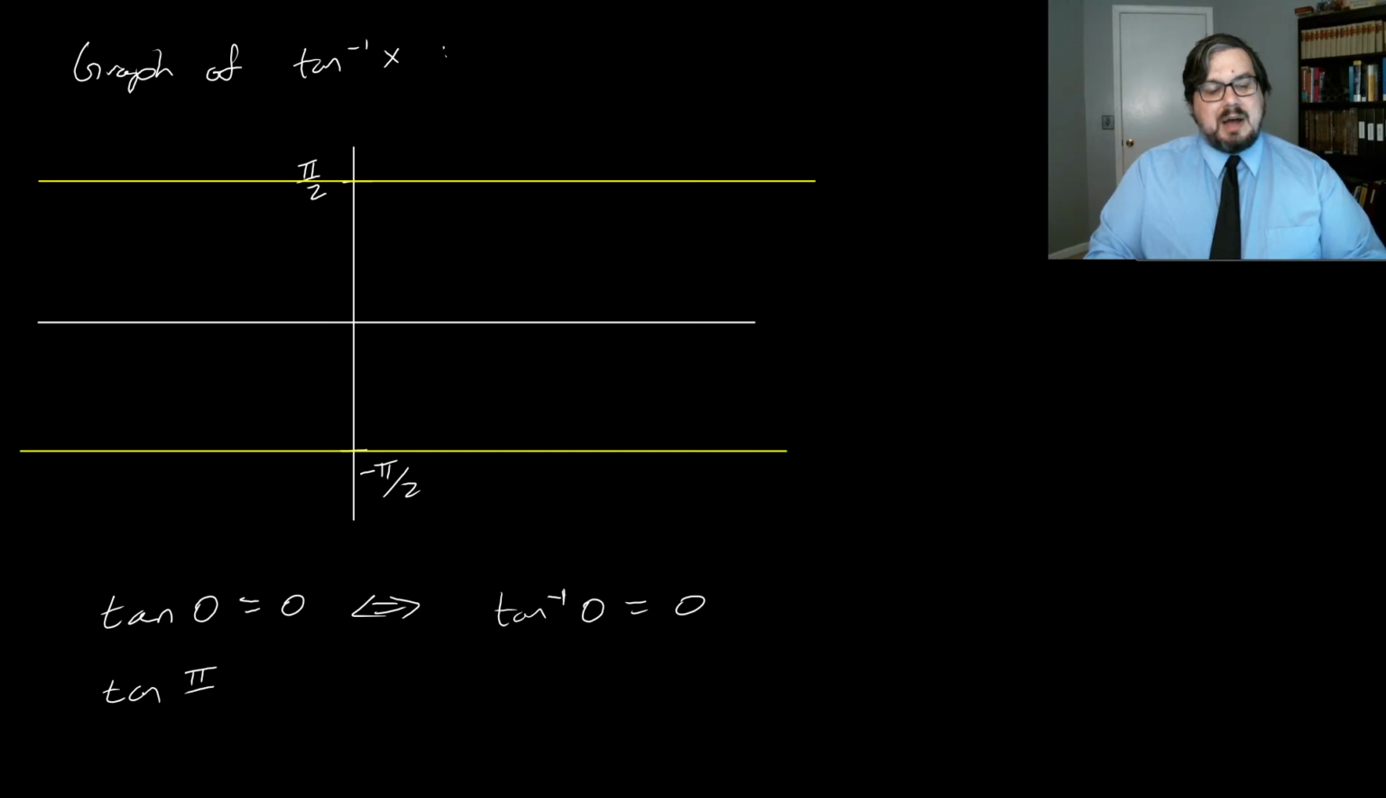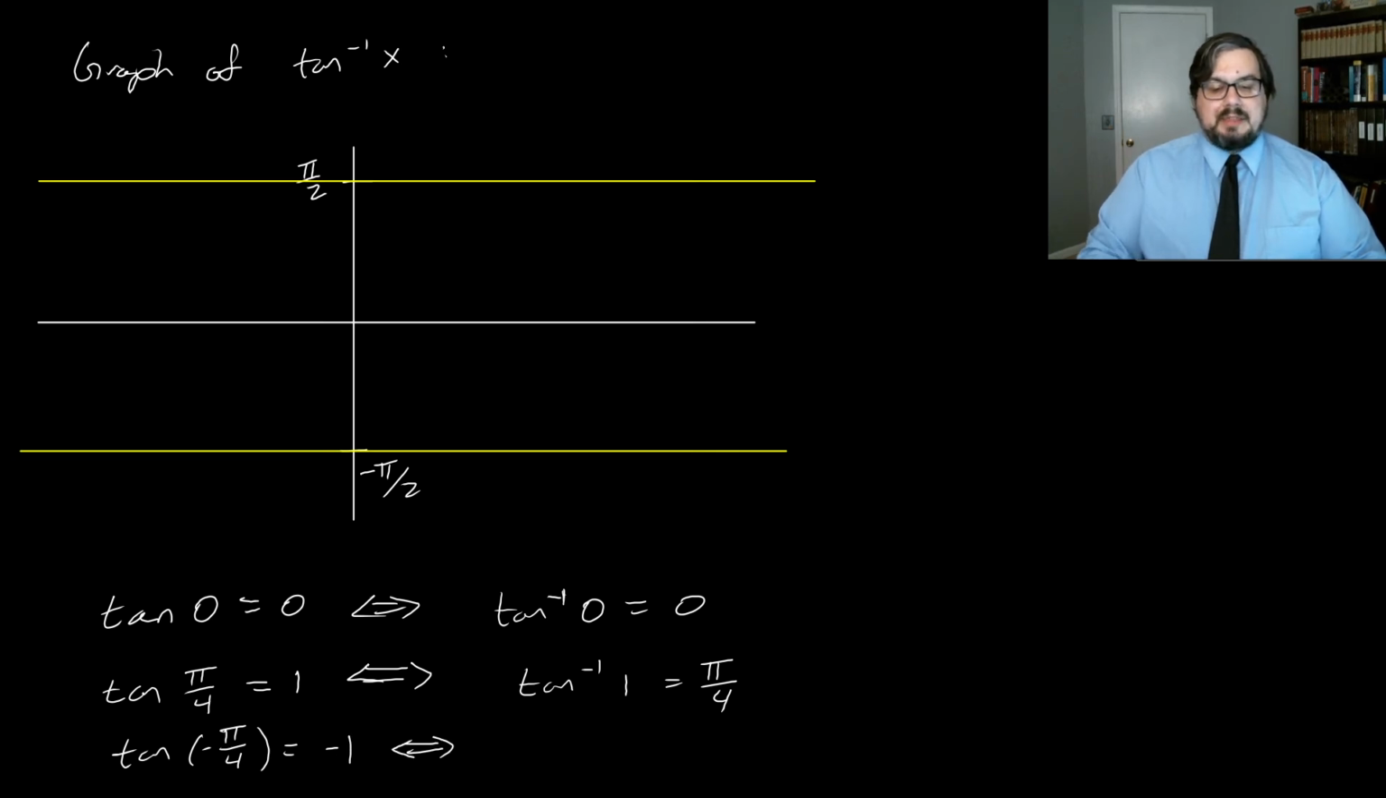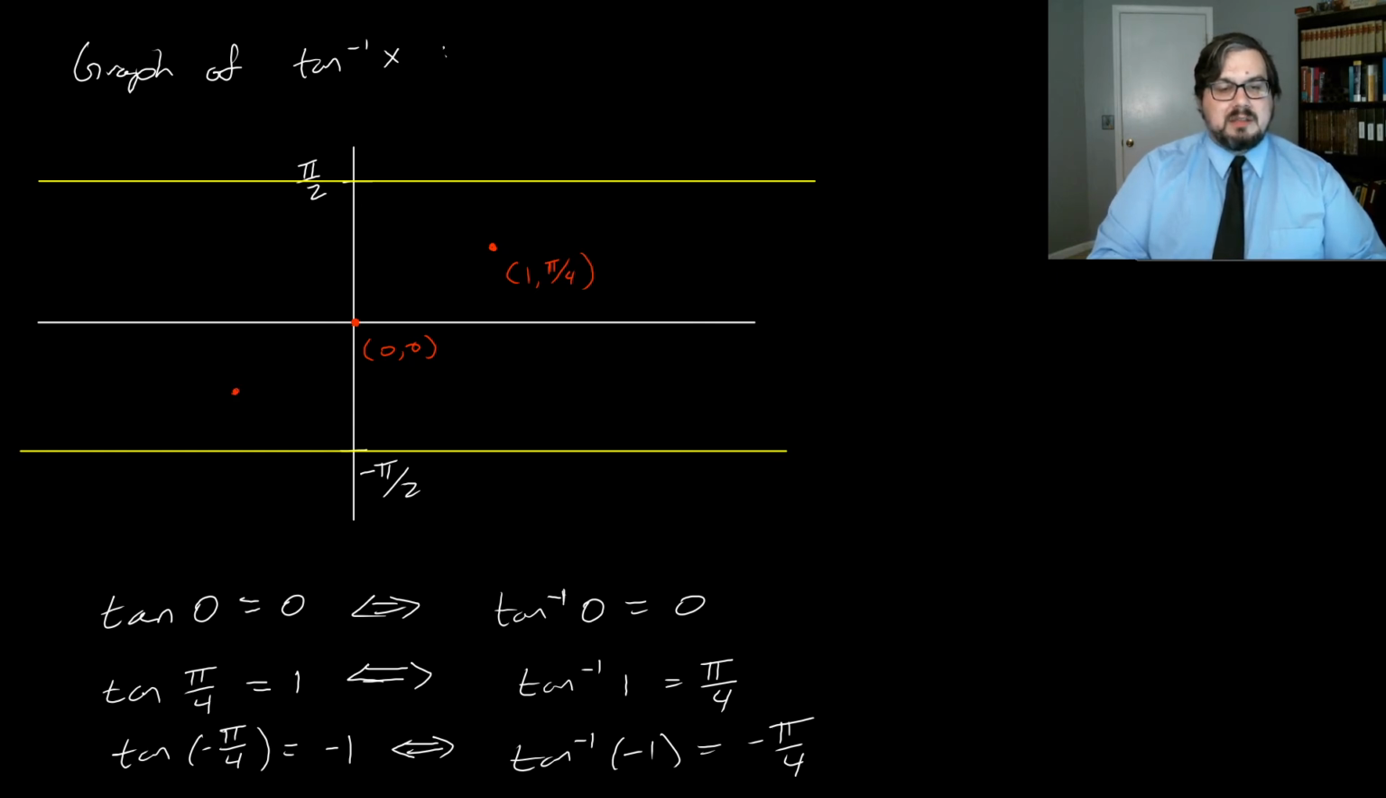We know that tangent of pi over 4 is equal to 1. This means that the inverse tangent of 1 is equal to pi over 4. We know that tangent of negative pi over 4 is equal to negative 1, and therefore, inverse tangent of negative 1 is equal to negative pi over 4. So this gives us a few points that we can use to graph out the inverse tangent function. We know the point 0, 0 is on it. We know the point 1 comma pi over 4 is on it, because inverse tangent of 1 is pi over 4. And we know that the point negative 1 comma negative pi over 4 is on it.